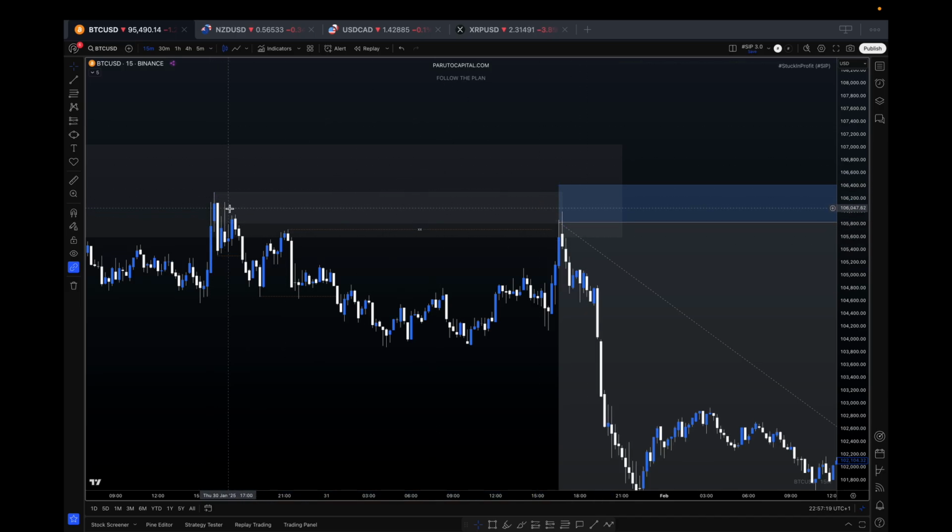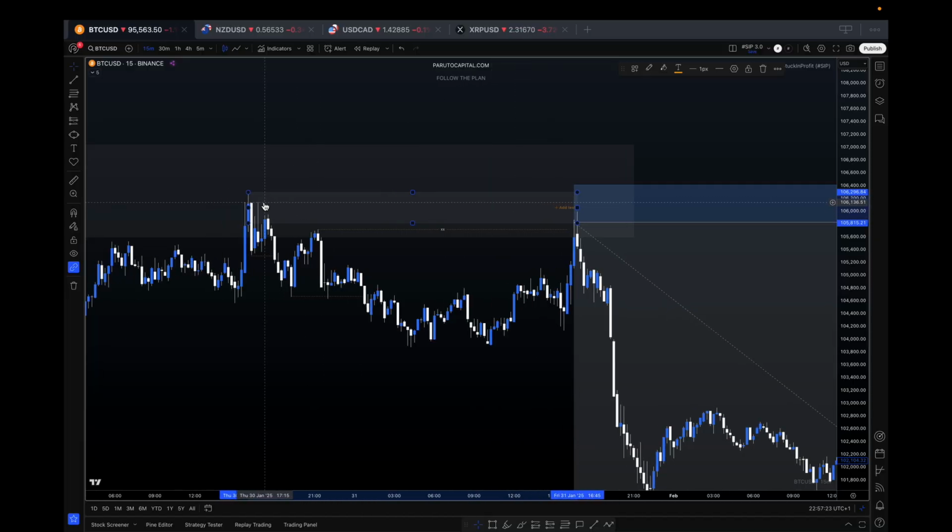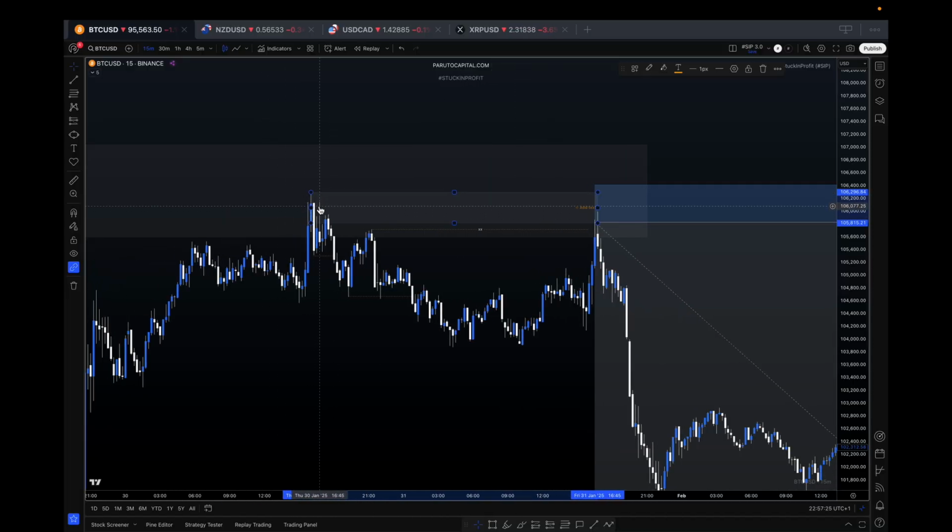So what do you observe here? The difference between this and the other trade we just looked at is that this supply zone is not a sweep zone, because it did not clear any specific structural high there.